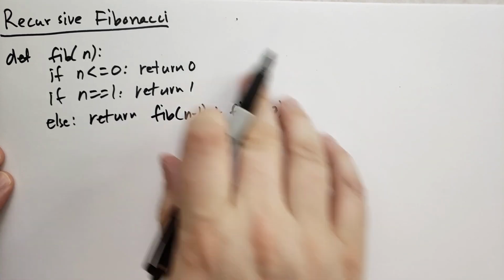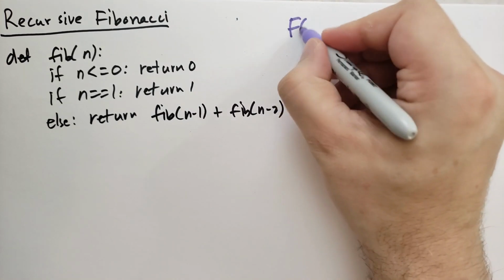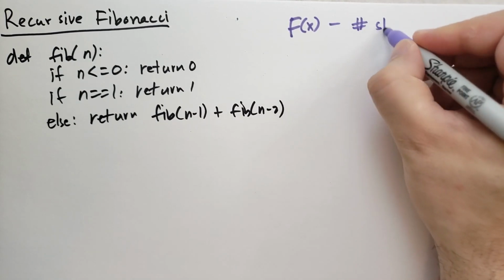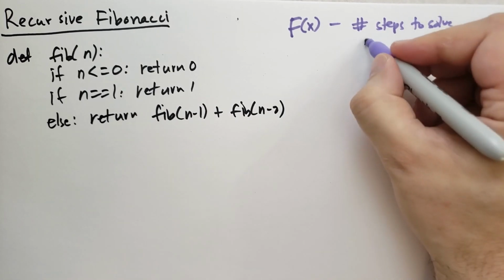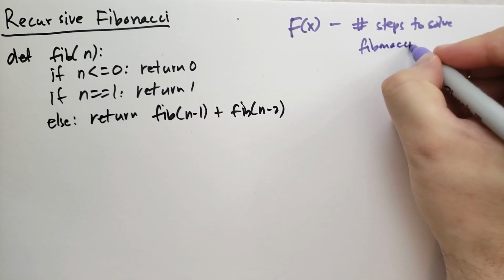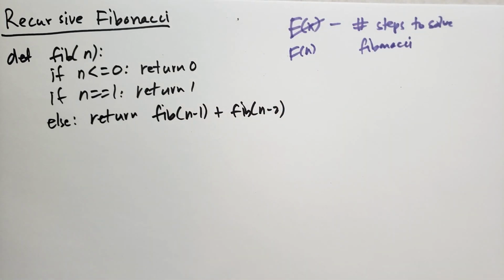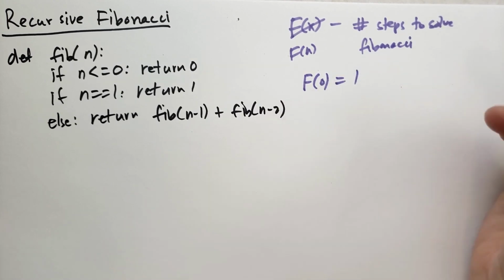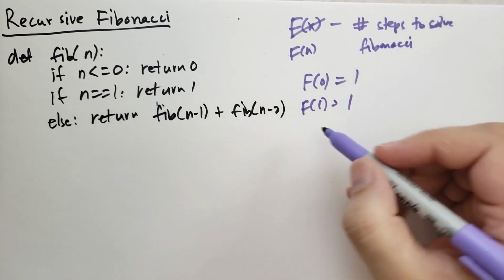So in order to calculate the complexity of this, I first need to understand the behavior. So I'm going to propose a function called capital F of x. And this will roughly correspond to the number of steps to solve the Fibonacci. I should call it F of n actually, just to keep the notation consistent. So F of 0 just takes 1 step. F of 1 also takes 1 step. That's because it simply returns a value.